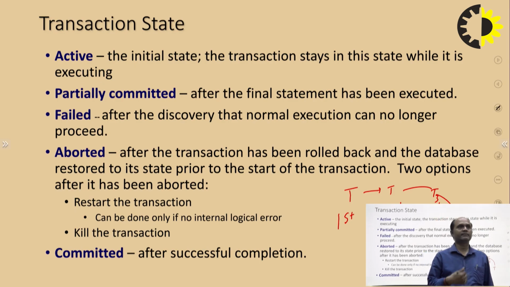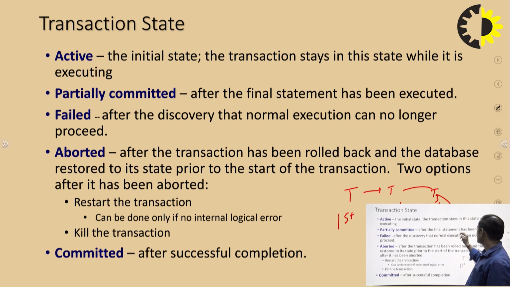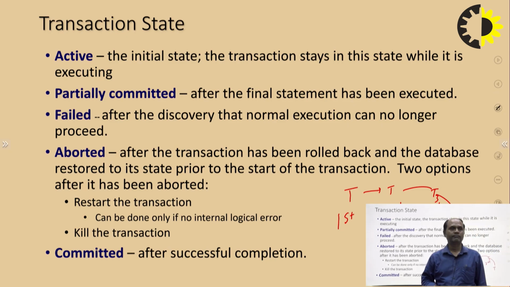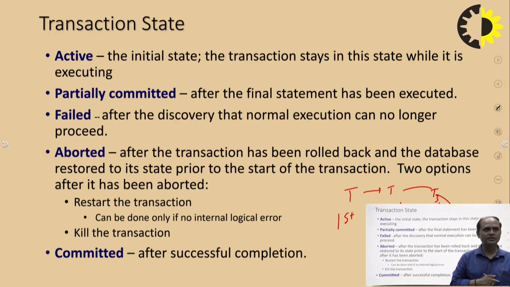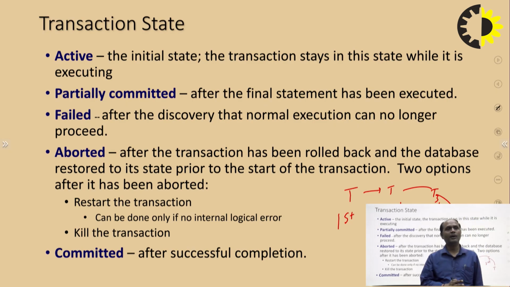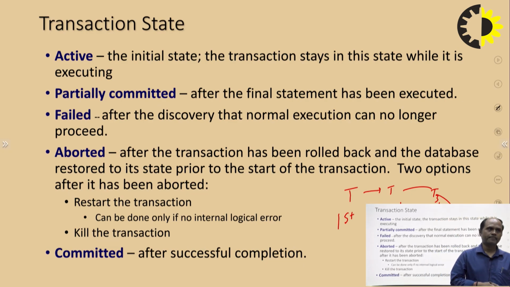After the active state, we go to the partially committed state. What is the partially committed state? It is after the final statement has been executed. Suppose we have a transaction and we have executed all the statements related to the transaction. This is called partially committed, not committed. Before committed, it is called partially committed. The state about to complete that particular transaction is called partially committed. In this, committed and partially committed are two states.